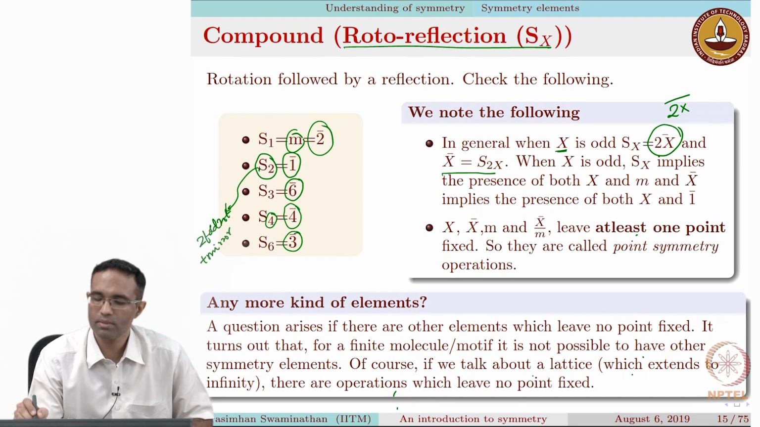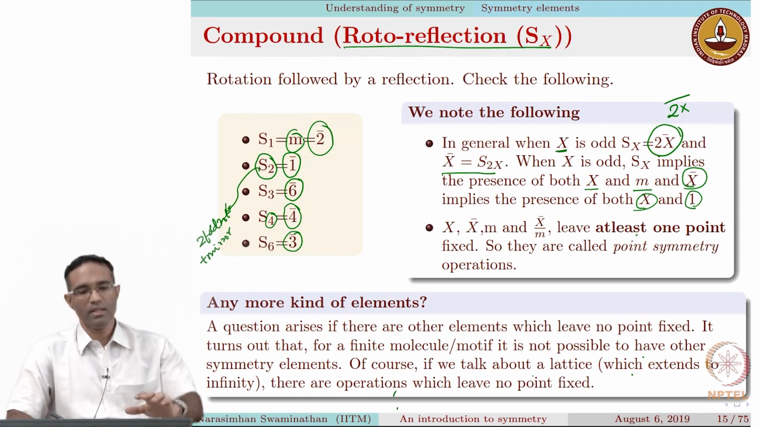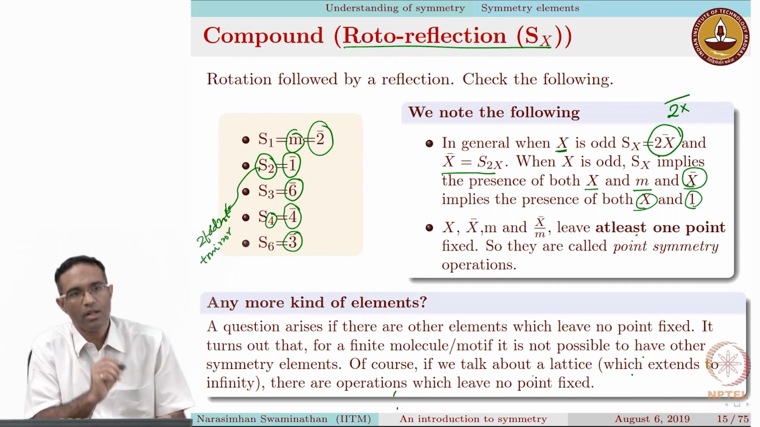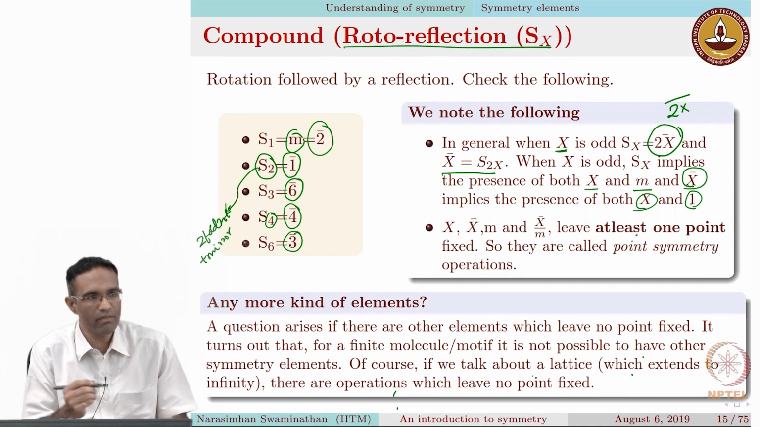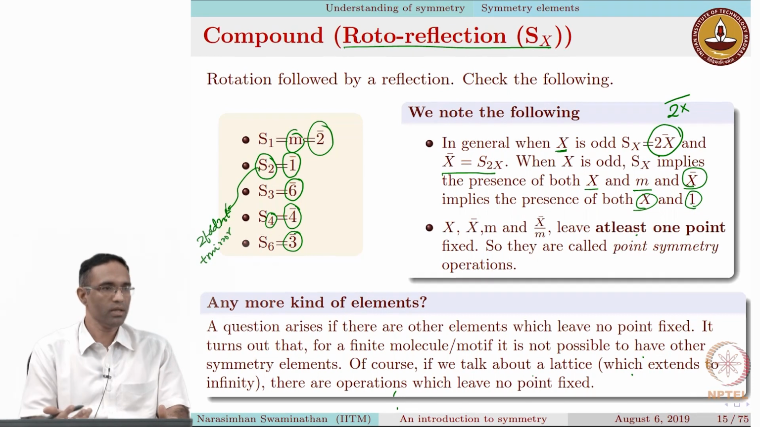When X is odd, S suffix X implies the presence of both X and M, and X bar implies the presence of both X and the inversion center when X is odd. Okay. These are some of the rules. You don't have to actually remember these rules, right? You can actually work it out and convince yourself that that turns out to be another symmetry element that we have already studied.